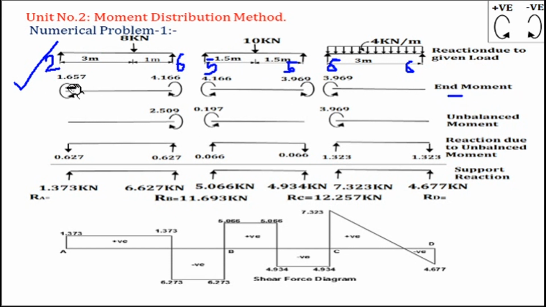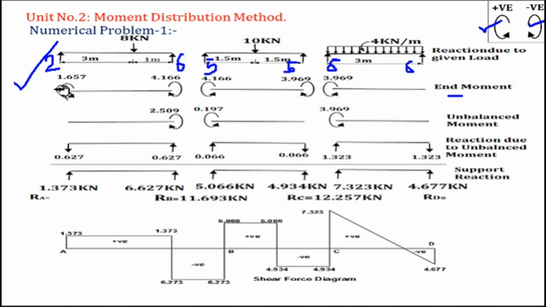So end moment at A is positive 1.657, that's why anti-clockwise, and minus for clockwise. So according to their sign, you have to show them at the ends. These are the end moments.